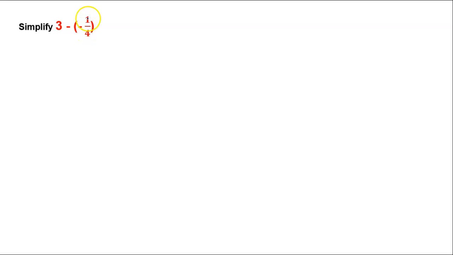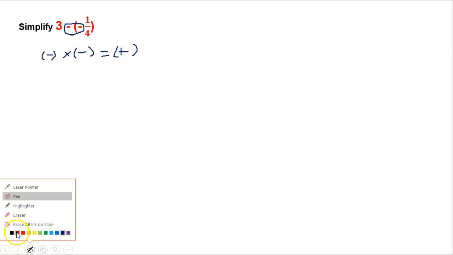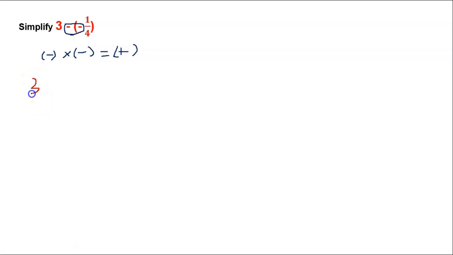Take away negative a quarter, negative 1 over 4. Now first of all, we have 2 negative signs between 2 numbers, so we have to multiply the sign, so we get 1 sign. Negative multiplied by negative equals positive. So it follows that 3 subtract negative a quarter.